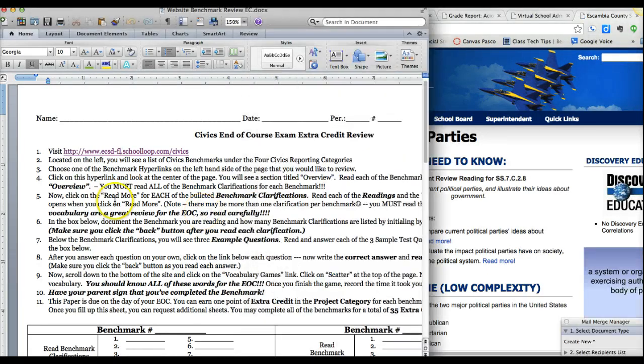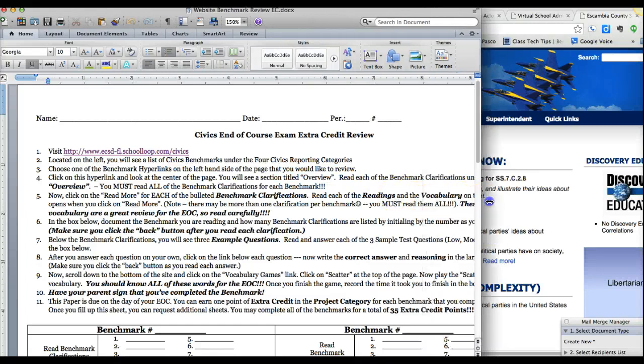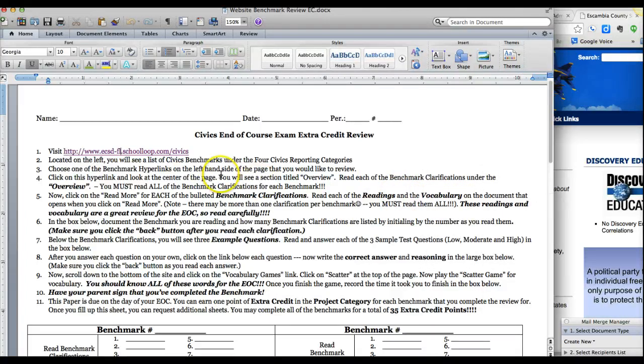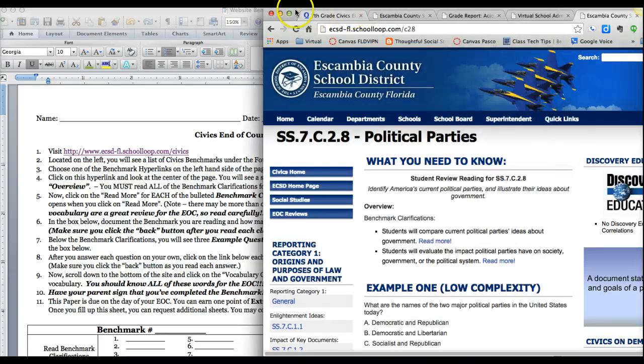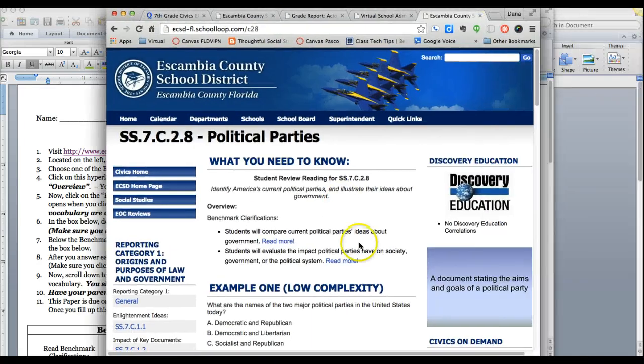All right, let's look at our directions again. We clicked on the hyperlink, and it's saying that we need to look at the center of the page. You will see a section titled Overview. Read each of the benchmark clarifications under the overview. You must read all of the benchmark clarifications for each benchmark. That's really important. So this is what that's talking about.